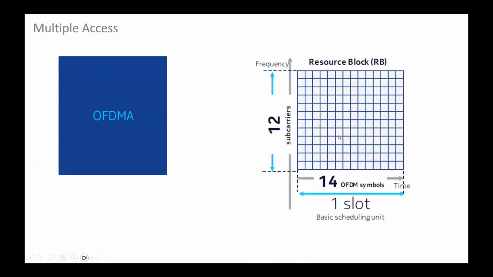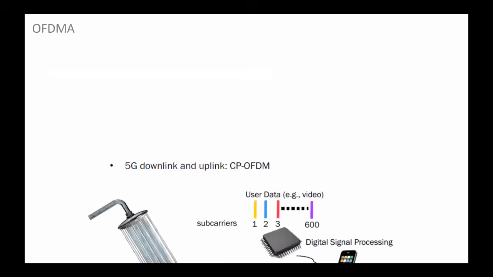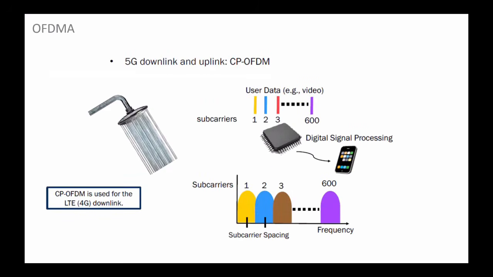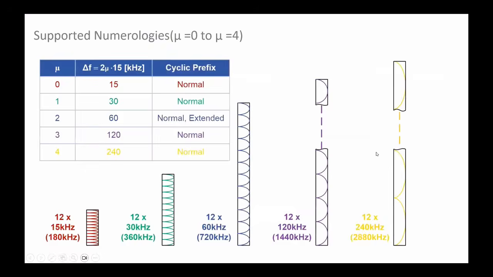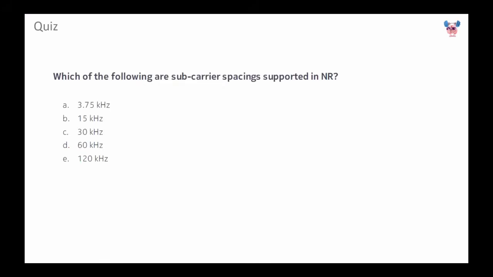Also, we have seen the new thing which is introduced, subcarrier spacing. In LTE, subcarrier spacing is fixed at 15 kilohertz, but here it can be 30, 60, 120, 240, and so on. This is one of the most important features in 5G. We have checked how OFDMA for 4G is different from 5G, and how the cyclic prefix is introduced.